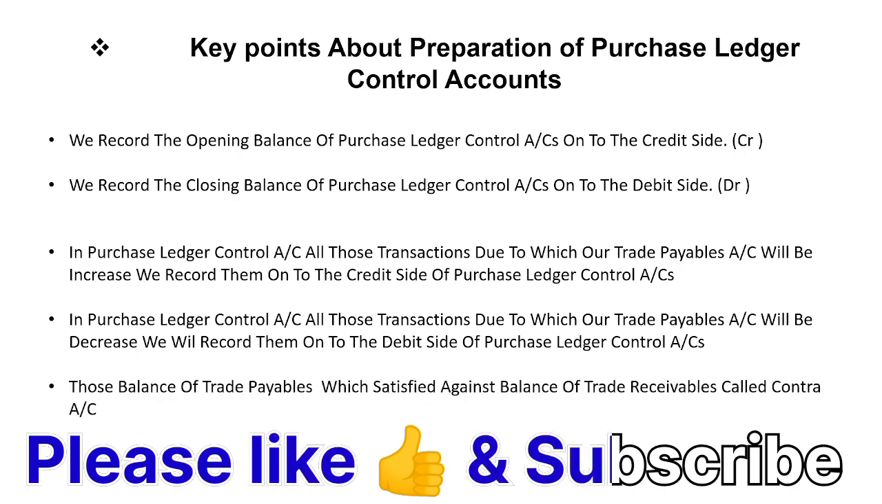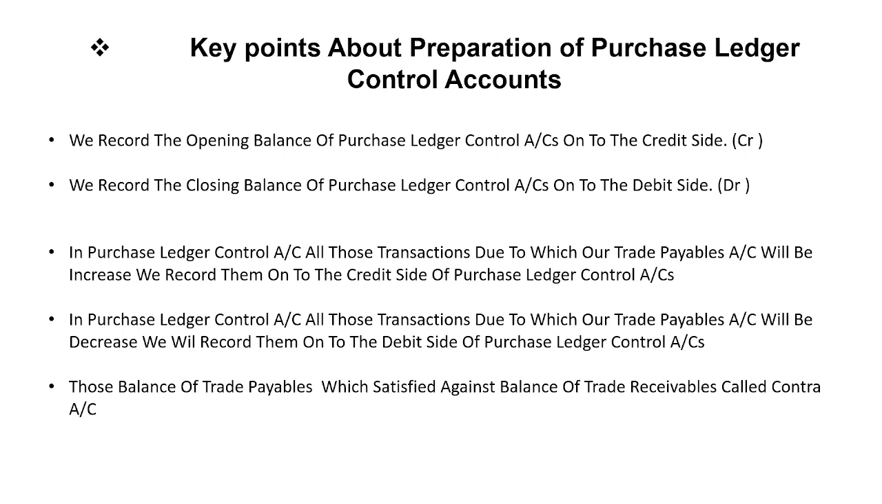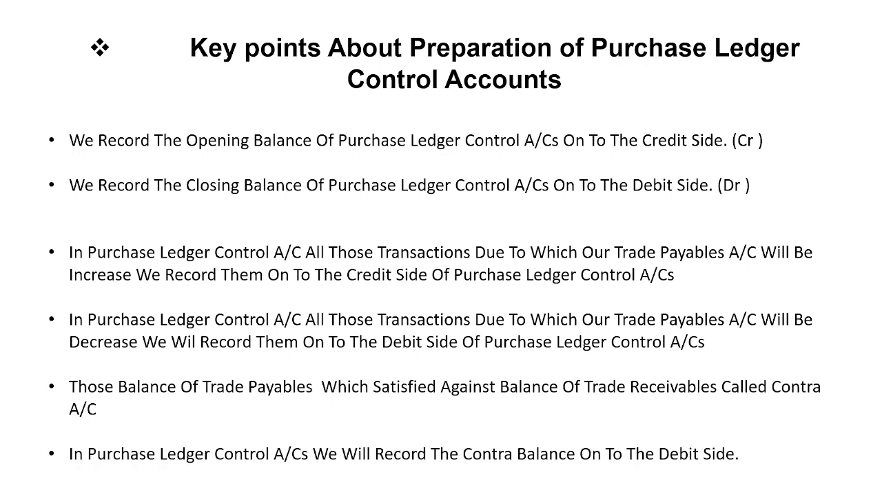The next important point is that the balance of trade payables which is set off against the balance of trade receivables is called a contra balance. In the purchase ledger control account we record the contra balance on the debit side. As you saw in the previous slides, in the sale ledger control account we record contra assets on the credit side, but in the preparation of the purchase ledger control account, we record the contra balance on the debit side. By using these concepts, we prepare the purchase ledger control account and sale ledger control account.